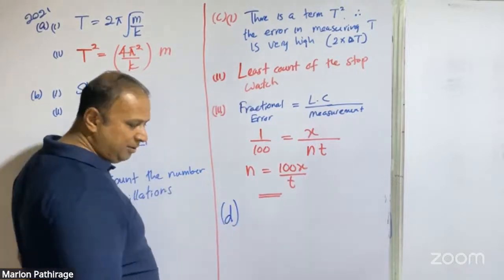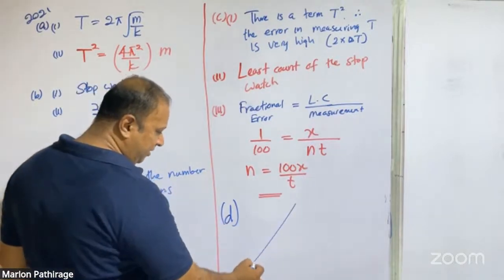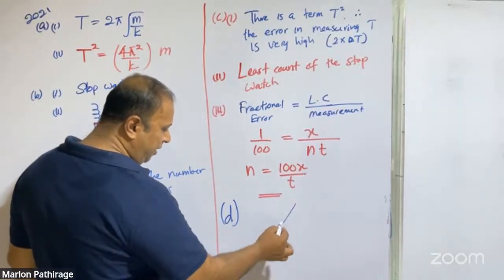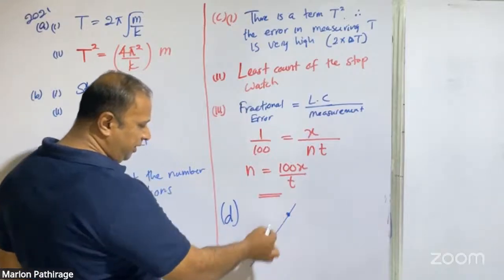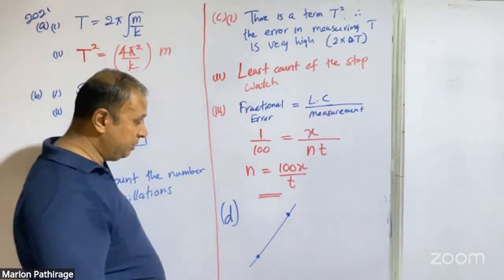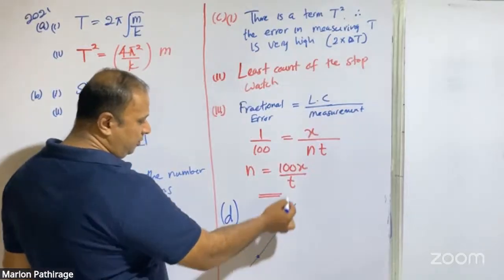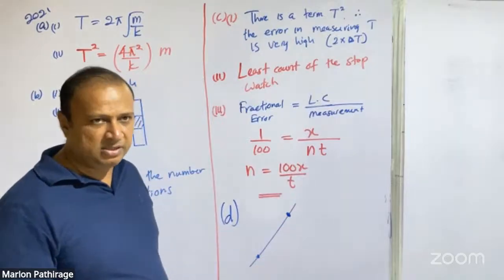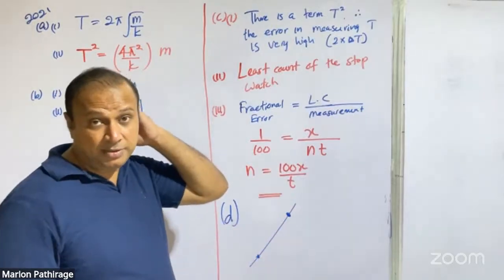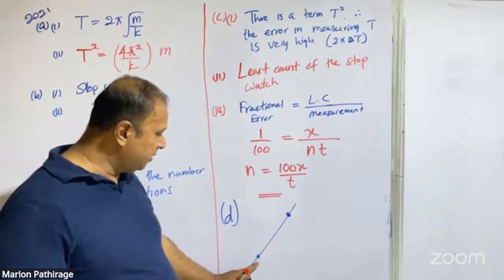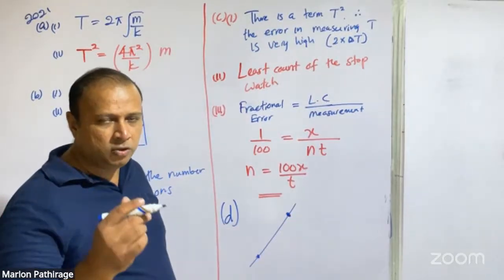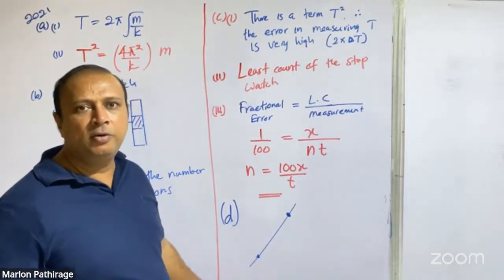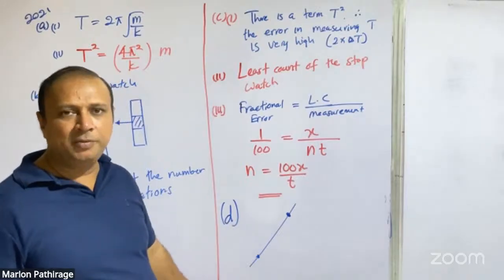So when we are determining the gradient, take two different points. You have to take the maximum separation, as much as possible. But remember, when you are taking two points, those two points should be readable. Take two readable points as far apart as possible.